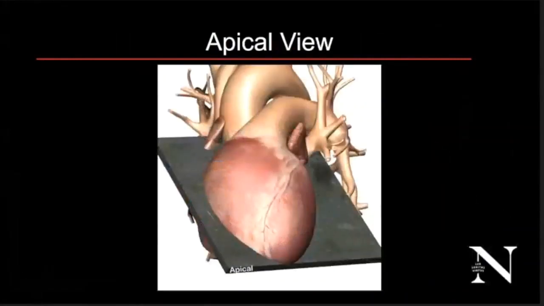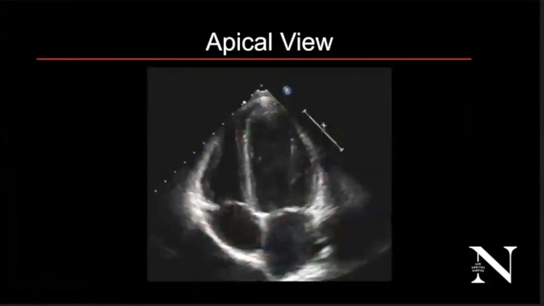The apical view. You can try the apical view today. I don't find it that valuable for what I call frontline purposes, but it is a great way of seeing four chambers, right? In an apical view, you're coming up through the left ventricle, so the majority of what you initially see is the left ventricle, left atrium, right ventricle, right atrium.